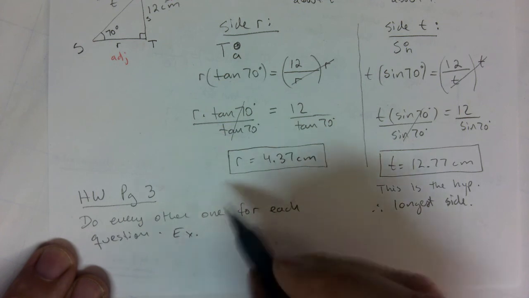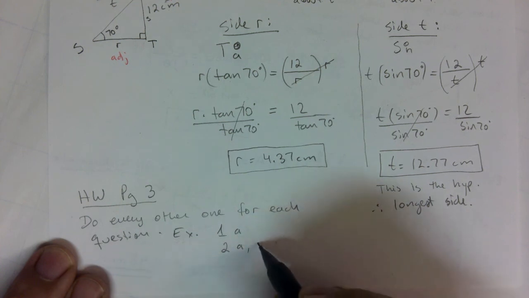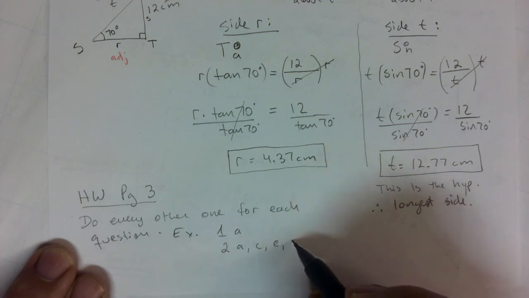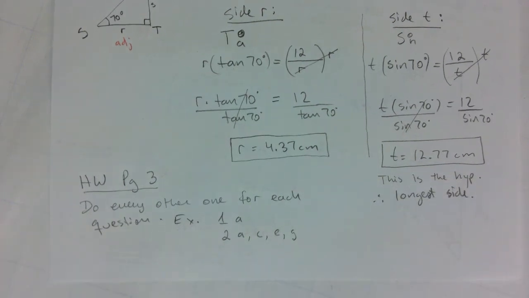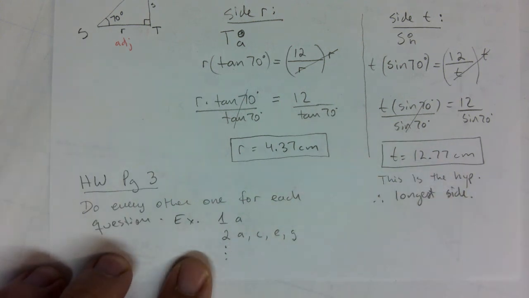Example, if it's question 1, just do A. For question 2, do A, C. You go A, C, E, G, and so forth. You don't have to do every single one if you feel confident enough. And the answers are at the back. So this just keeps going. I'm just asking you to do every other one. Don't do every single question for every question number.